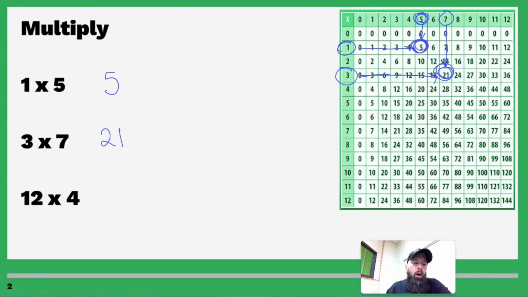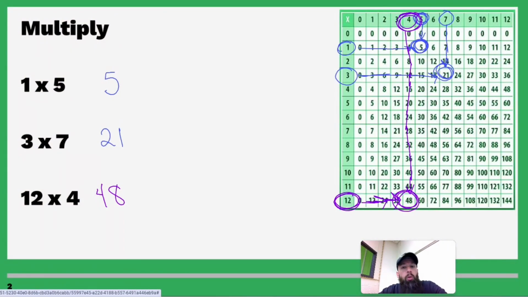If I wanted to do 12 times 4, let's choose a different color. Pick 12 on one of them, pick 4 on the other one, line things up. Let's go a little bit further on this one, and we get 48. Okay, so that's how you use the multiplication table to do basic multiplication facts.